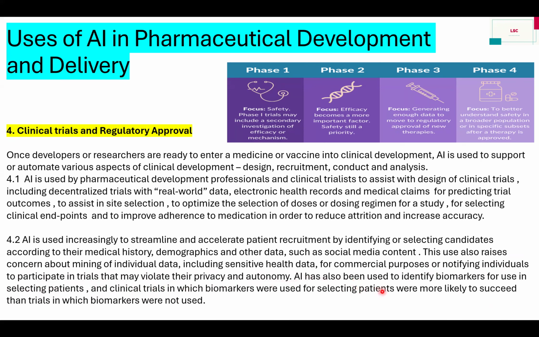AI has also been used to identify biomarkers for use in selecting patients, and clinical trials in which biomarkers were used for selecting patients were more likely to succeed than trials in which biomarkers were not used.